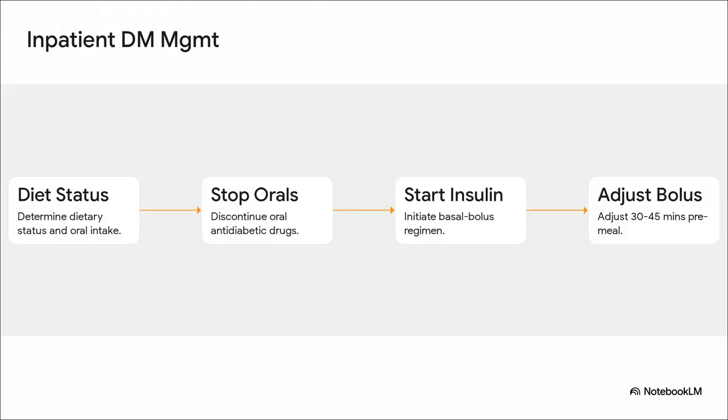Now, what happens when that diabetic patient is admitted to the hospital acutely ill? The universal next best step is to just discontinue all their oral anti-diabetic drugs. The response is going to be way too unpredictable and the renal risks are just too high. Instead, you'll want to switch them over to a basal bolus insulin regimen. You'll dynamically adjust that bolus about 30 to 45 minutes before they eat based on their actual oral intake. Just remember, though, insulin obviously brings its own direct risk of hypoglycemia, so frequent point-of-care glucose monitoring is essential.